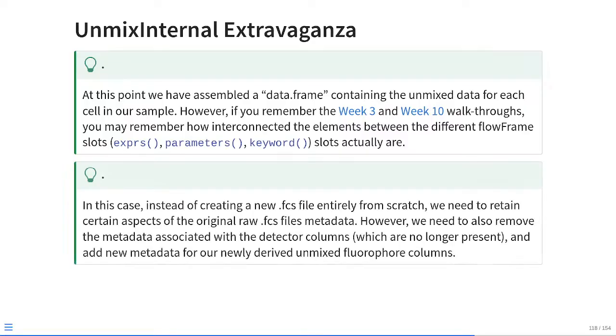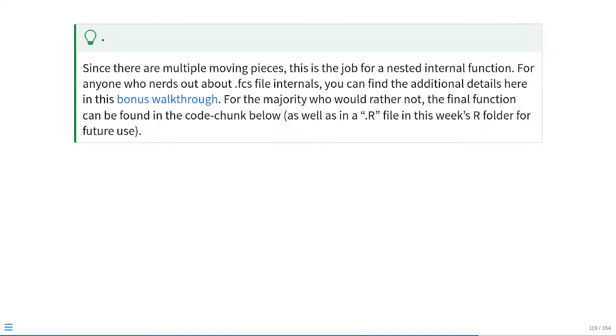In this case, since instead of creating a new FCS file entirely from scratch, we need to retain certain aspects of the original raw FCS file metadata. However, we also need to remove all the metadata that's associated with the old detector columns, which are no longer present, and add any new metadata for our newly unmixed fluorophore columns so that they are correctly visualized when it comes to commercial software. Since there are multiple moving pieces, this is clearly an area where you need nested internal functions to be able to carry out the job.